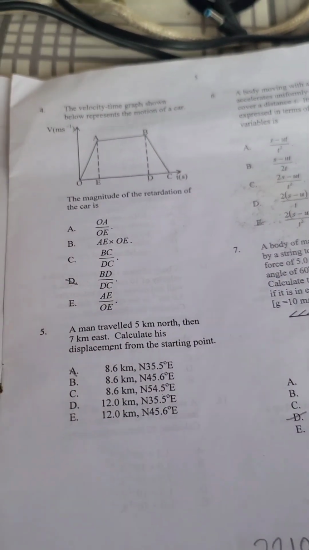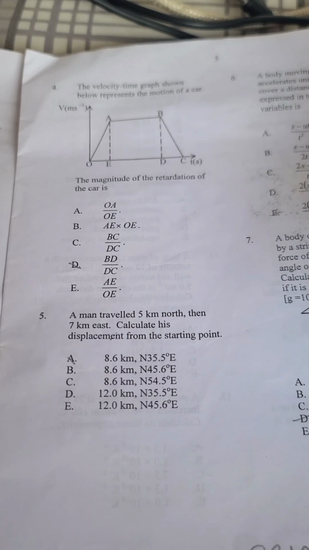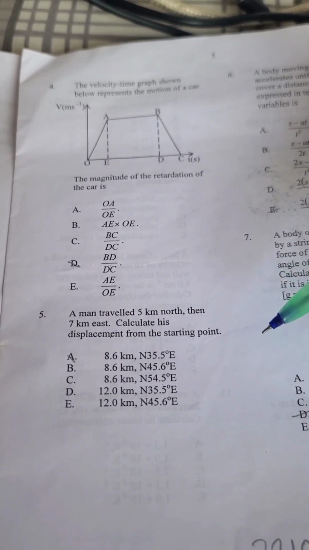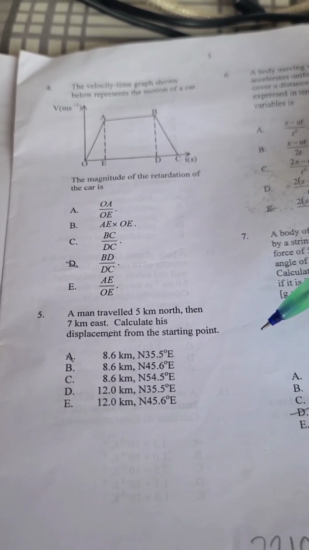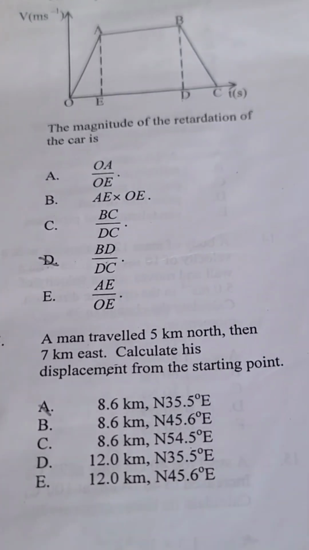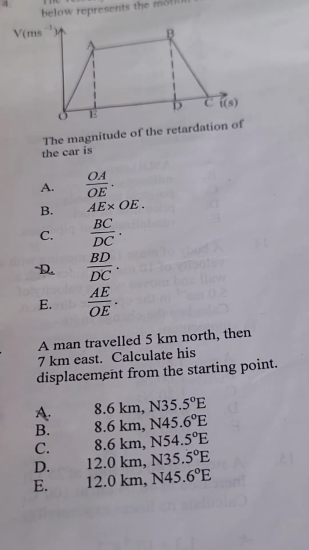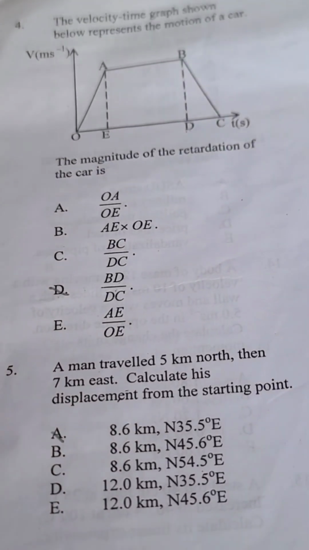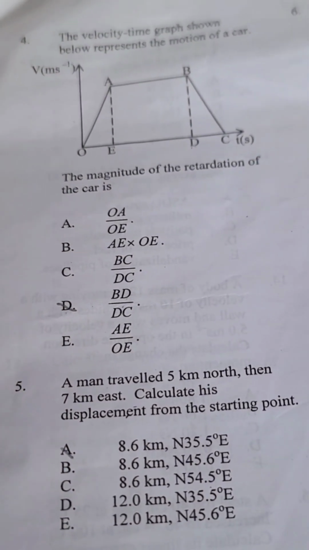So let's go to the next question, number 5. It said a man travels 5 km north, then 7 km east. Calculate his displacement from the starting point. To solve this question, you should know your 4 cardinal points.